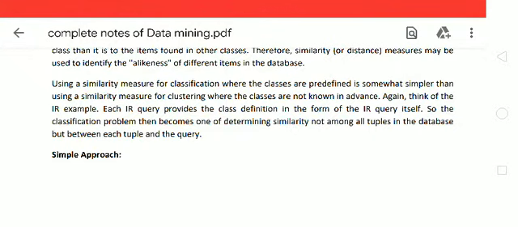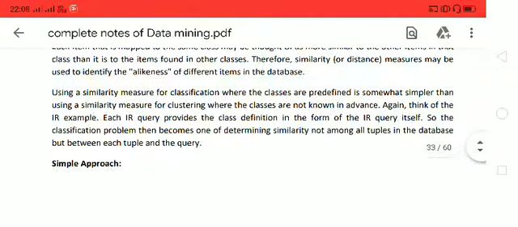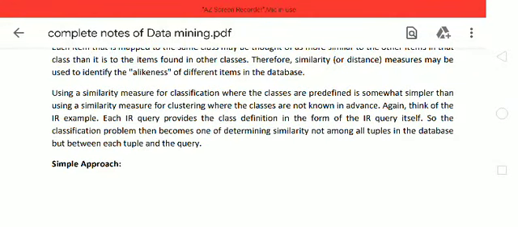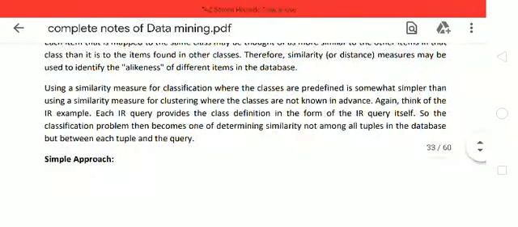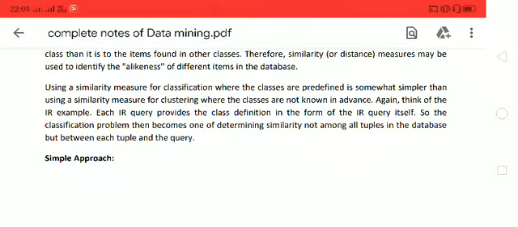The measure which we use to identify is the unlikeness of the different items in the database as compared to the input which we are trying to classify. We use the similarity measure for classification where the classes are predefined, and if classes are predefined then it is very simple to measure. That does not happen in clustering, where the classes are not known in advance. We have to decide at run time. That is the difference between classification and clustering.